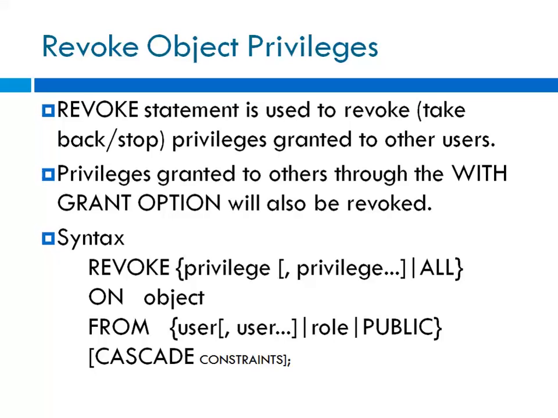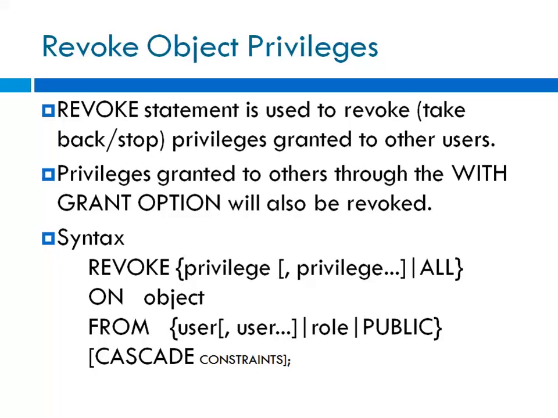Privileges granted to other users through the with grant option will also be revoked. So here, if I have given privileges to one person using the with grant option, and that person has given the same privileges to some other person because of the with grant option, then if I revoke the privileges from the first person, whomever he has given the privileges on my database objects, they all will be revoked back by using the revoke statement.